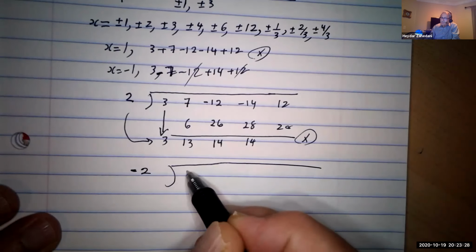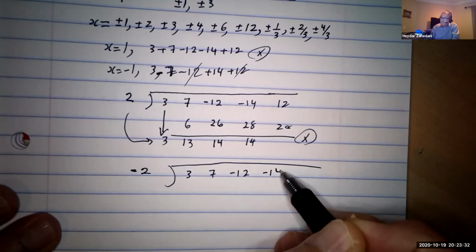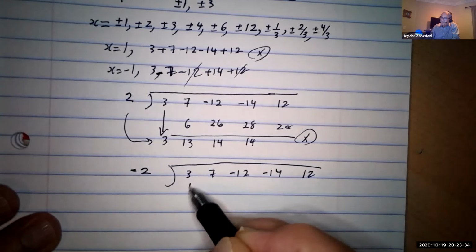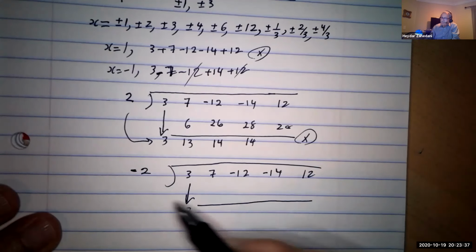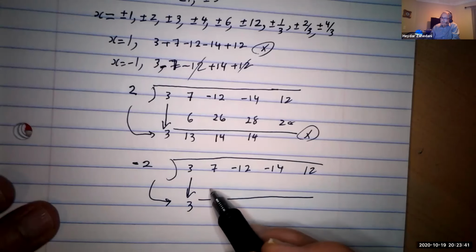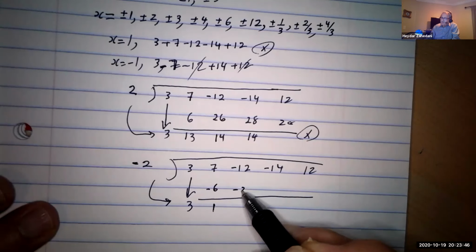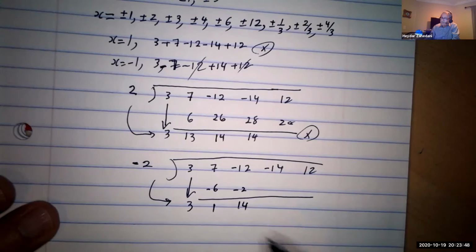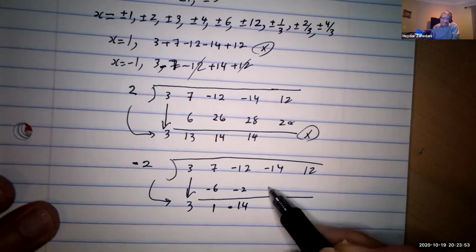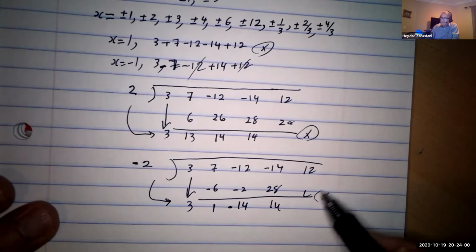So this is 3, 7, negative 12, negative 14, and the 12. So if you bring the 3 down, it makes the negative 6, which is 1. So that gives you negative 2, which is 14. Negative 14. So that gives you 28. This is not. Which one is it?